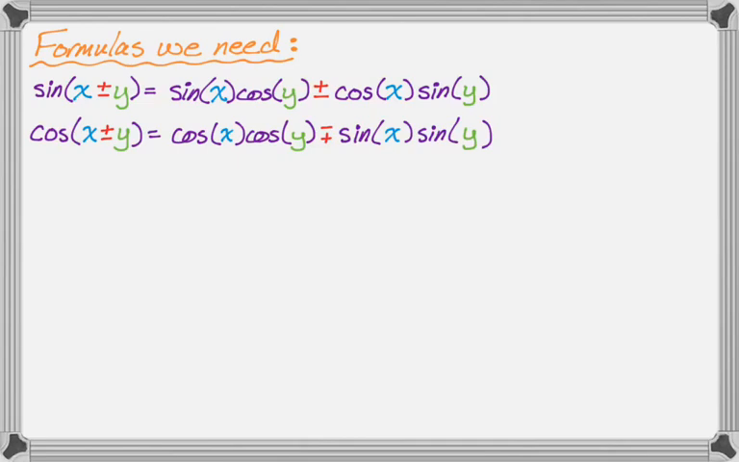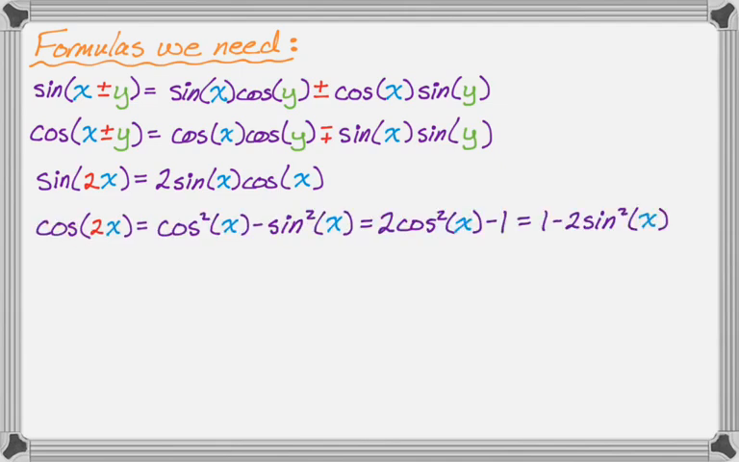So sine of 2x, there's only one formula. Sine of 2x is 2 sine x cosine x. Then cosine of 2x, there's three different formulas we could choose from. So we have cosine of 2x is cosine squared minus sine squared, or 2 cosine squared minus 1, or 1 minus 2 sine squared. And it just kind of depends on what you're given, which formula you'd want to use.